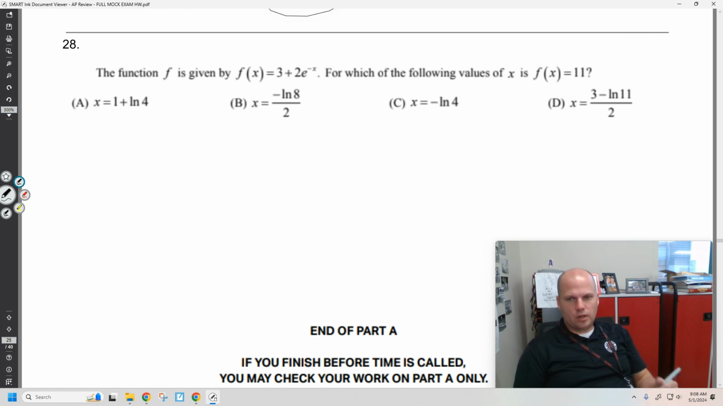All right, last question of the no calculator part. 3 plus 2e to the negative x. Guys, this is the same as asking when do these two graphs intersect? Solve the equation.